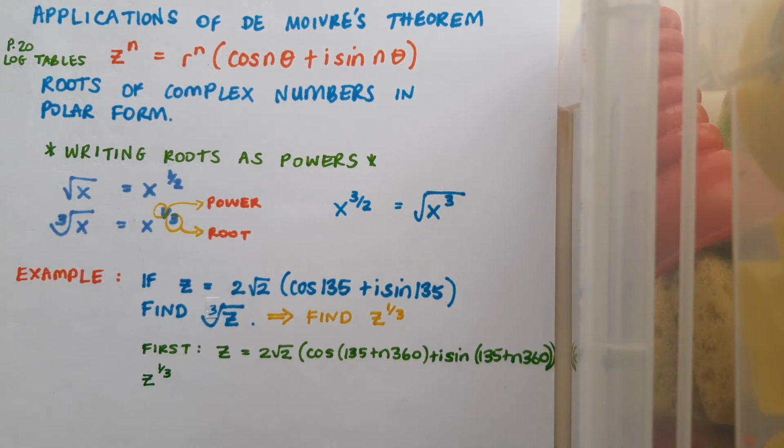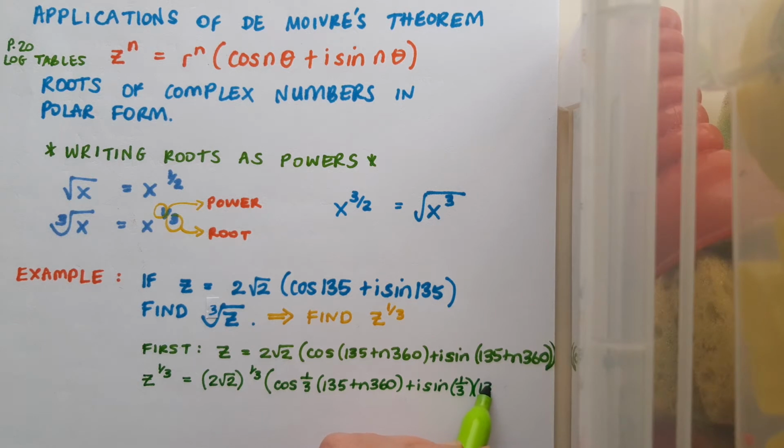So z to the power of 1/3, well, I've got my modulus here, which is 2√2. So I'm going to have to say 2√2 to the power of 1/3. And then I'm going to multiply the power by the angle. So 1/3 times (135 + n360) plus i sine of 1/3 times (135 + n360).